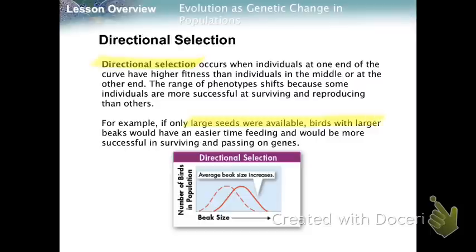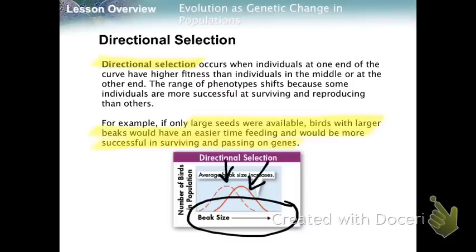If larger seeds were available, birds with larger beaks would have an easier time feeding, would be more successful in surviving and passing on genes. So we see a shift to the right. The average beak size increases. The dotted line is where the original beak size was, right here, and we've seen it shift over as generations pass by. So we see a shift in one direction. That's directional selection.